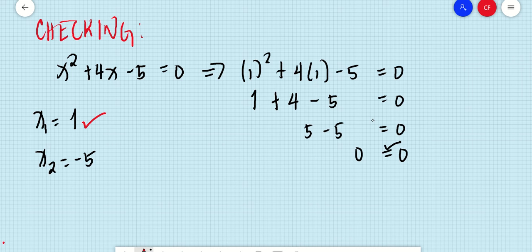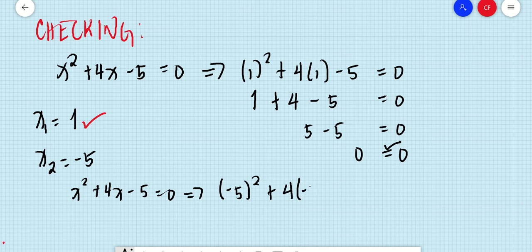Okay? So, ganun din po dito sa x sub 2. Substitution lang din po. Okay? So, sulat natin ulit dito yung equation. X squared plus 4x minus 5 equals 0. Again, substitution. Negative 5 raised to 2. This time, lahat ng x dito sa equation, papalitan natin ng negative 5. Okay? Plus 4 times negative 5 equals 0. Then simplify. Sorry, I forgot negative 5. Negative 5 equals 0. Okay?